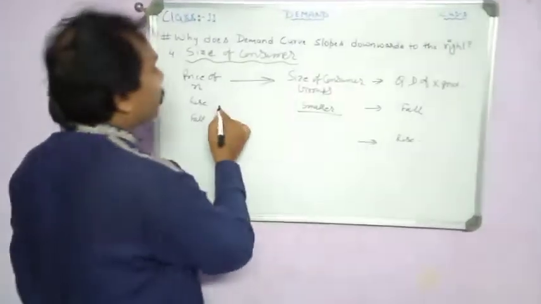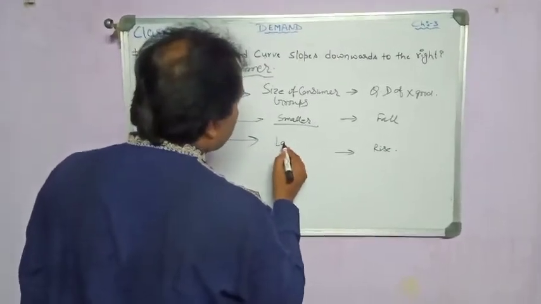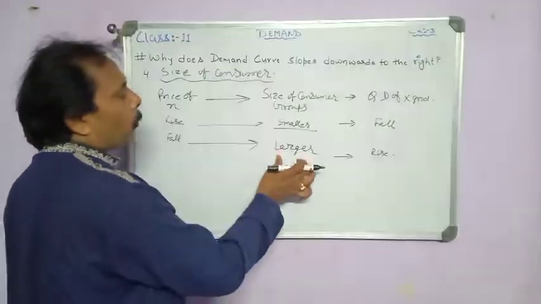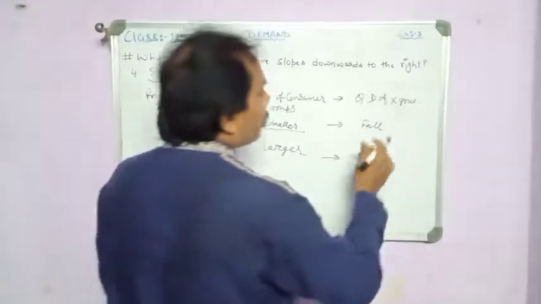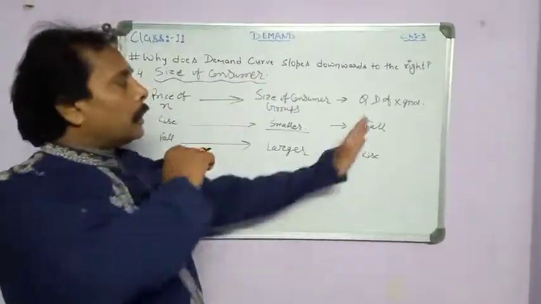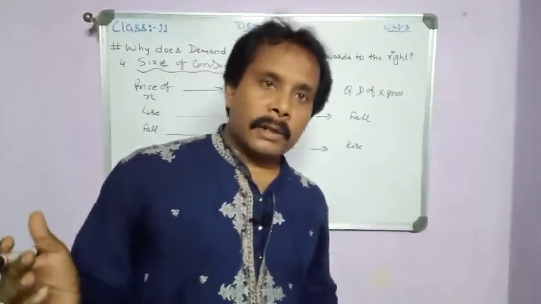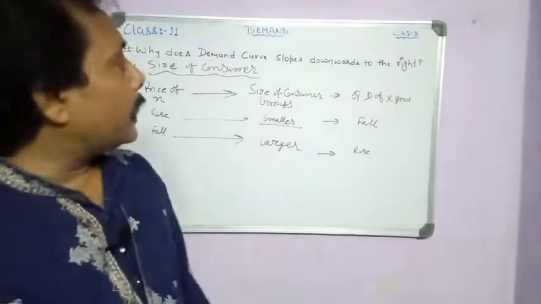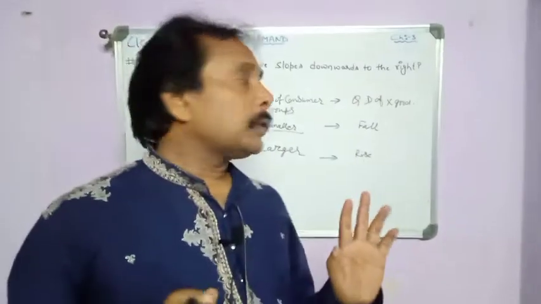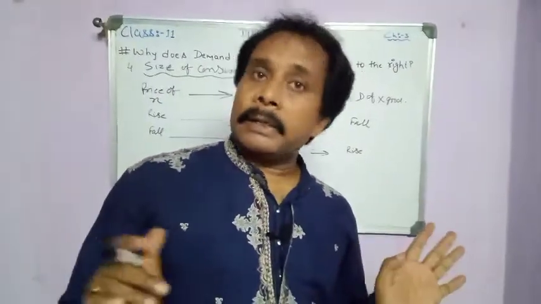So in that case, what will happen? More people are ready to buy. Means the group will be larger. So if the group is larger, it means they are ready to buy more quantity and the total demand for that commodity will increase. Is it clear? So in this way, we can say that there are four main factors due to which the demand curve slopes downwards, as I discussed.